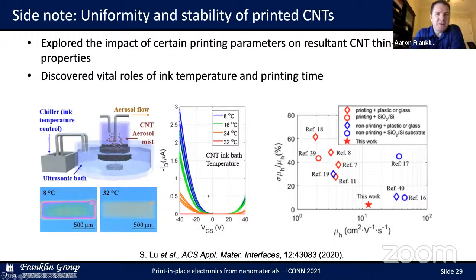Besides printing in place, there's also uniformity and stability of printing nanotubes in devices. And we've given some attention to that with this recent paper that we published showing you can adapt the printing parameters in a way that improves the overall device uniformity and stability. And I point you to this work if you're interested in seeing more about that study and what we're able to achieve in terms of overall stability in the long run.